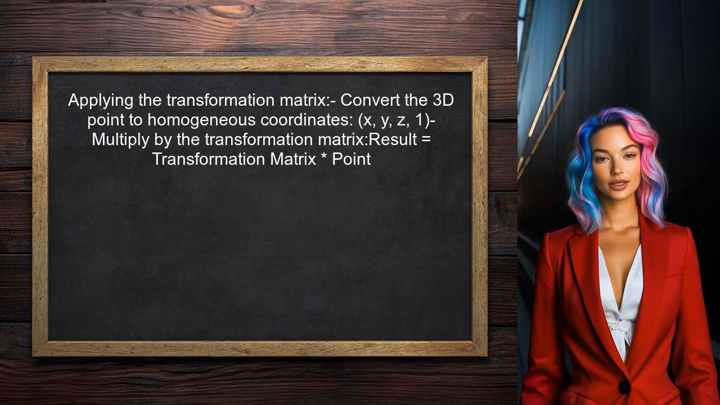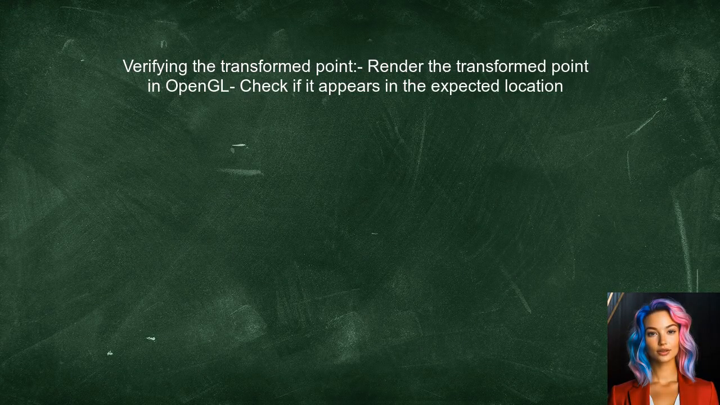Now, the user should apply this transformation matrix to the 3D point they want to convert. This involves multiplying the transformation matrix by the point represented in homogeneous coordinates. Finally, the user should verify the transformed point in the OpenGL coordinate system. They can do this by rendering the point in OpenGL and checking if it appears in the expected location.